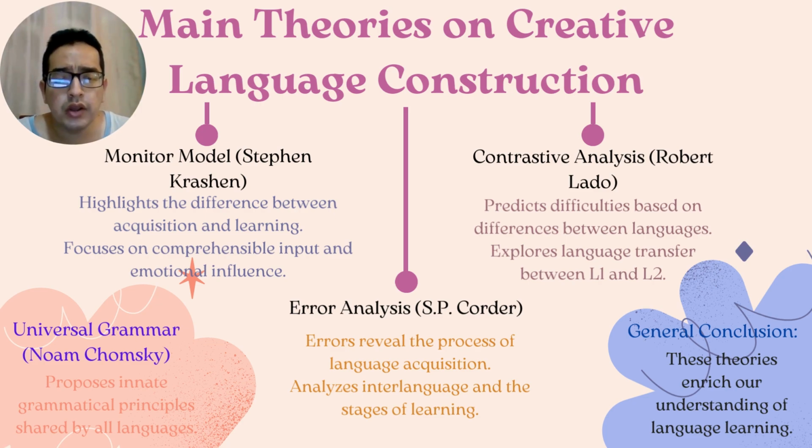In contrast, Robert Lado's contrastive analysis theory analyzes the difference between the native language and the second language to predict possible difficulties. Here, the emphasis is on language transfer and how it affects learning. Finally, we have Noam Chomsky's universal grammar, which proposes that all human beings possess innate grammatical principles that facilitate the learning of any language. Together, these theories approach language learning from different angles, from errors and transfer between languages to innate principles and the impact of the environment. This shows that language learning is a complex and multifaceted process.